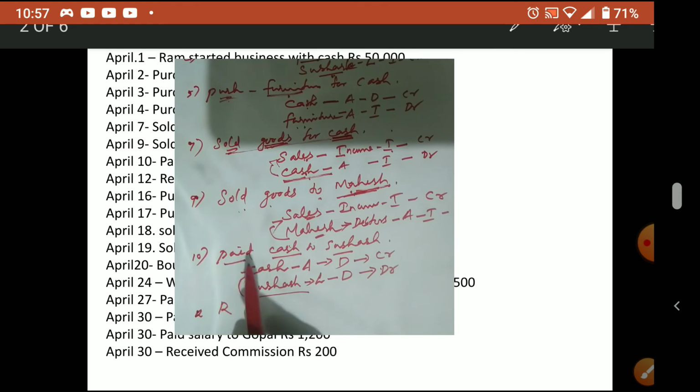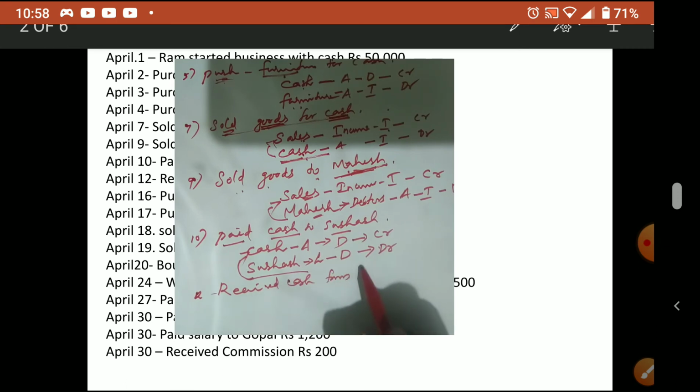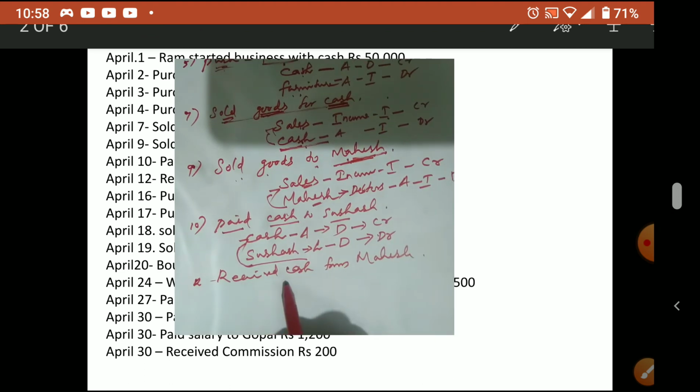This is paid. Now received. When we receive money, what to do? So received cash from Mahesh. So here two aspects. First we have to identify. Cash is one aspect and Mahesh is another aspect. So received cash means cash is asset. Asset increased. Cash has come into the business. So cash increase. Asset increase means debit.